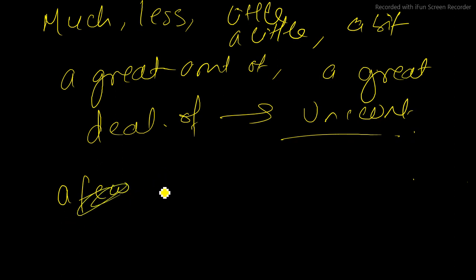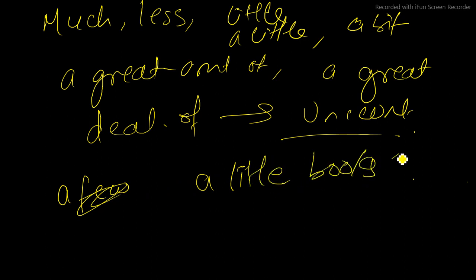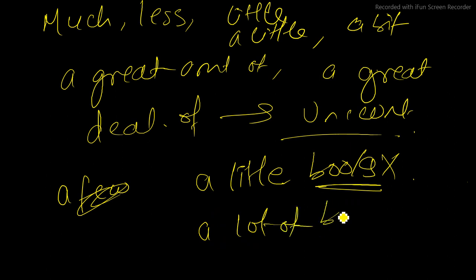no, a few, not. For example, we have a little book. Okay, a little books. This is wrong because books is a countable noun. Second, a lot of book. This is also wrong. Okay, now these were the different words that we needed to discuss.